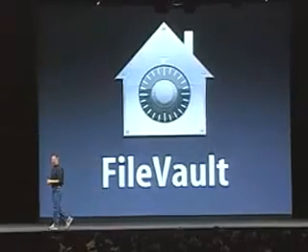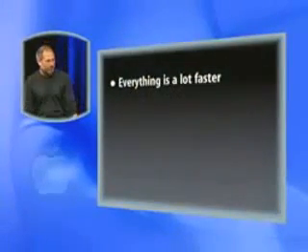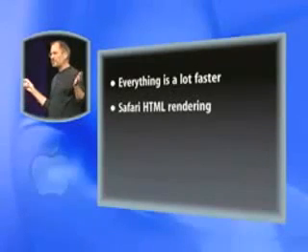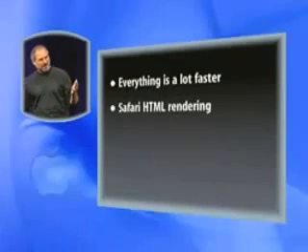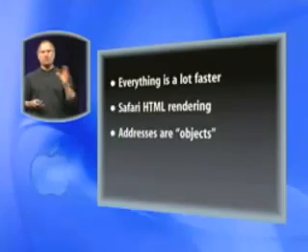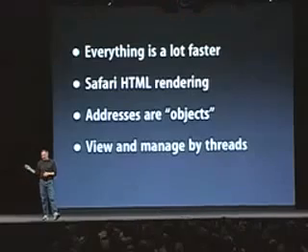Next up, we've really improved Mail for Panther. It's much better. Everything is a lot faster. We've got Safari HTML rendering built in via the SDK. Addresses are now objects. You can easily move them around. We've done that in a really nice way. You can now view and manage your mail by threads in a really cool way. So, let me give you a few slides, and I want to go show this to you.